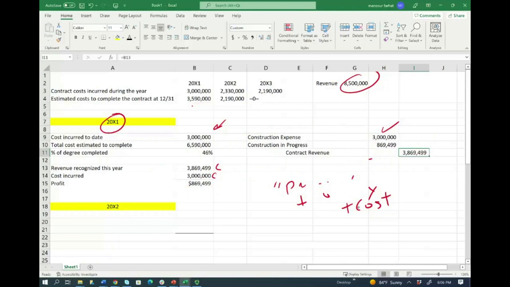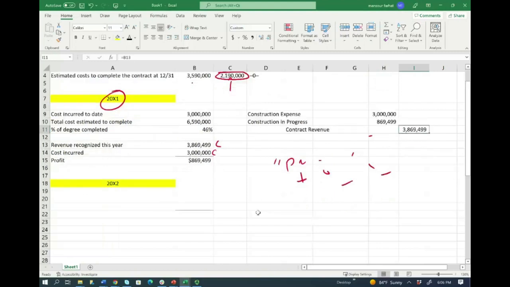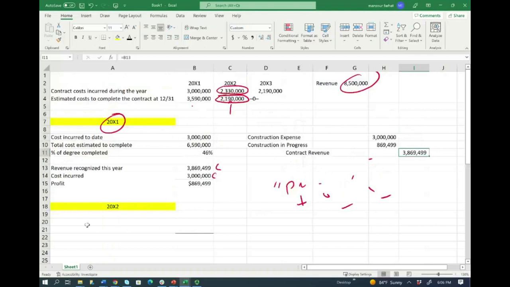In year X2, I incurred $2,330,000, and the remaining cost to complete the project is $2,190,000. Now I'm going to use the same formula, and what's that formula? Cost incurred to date divided by the total estimated cost to complete the project. So what is the cost to date? Let me show you the cost to date.